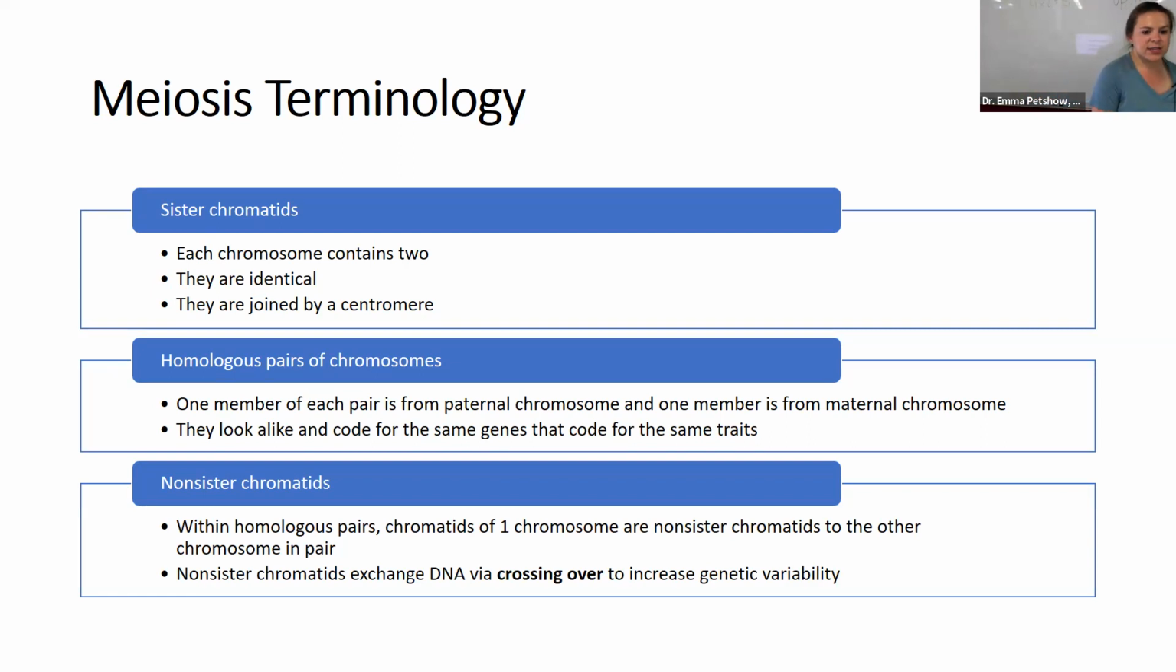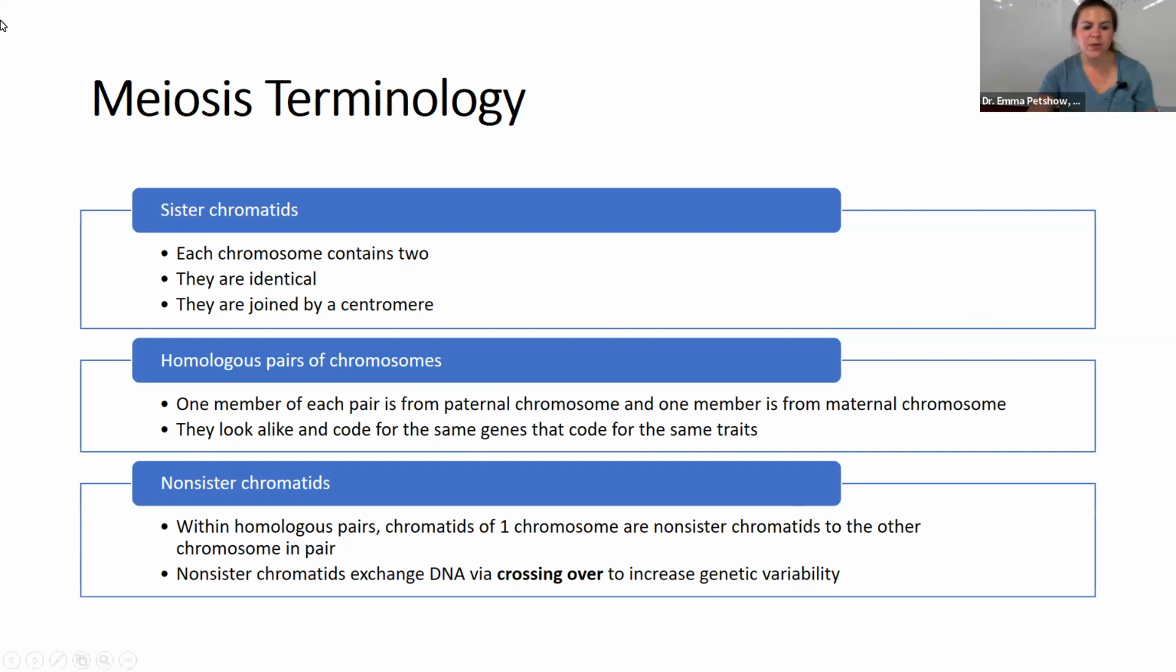So we have our sister chromatids, our homologous pairs of chromosomes, and our non-sister chromatids. Sister chromatids, there's 2 per chromosome, and they are identical and joined by a centromere. Versus a non-sister chromatid, which is within a homologous pair: chromatids of 1 chromosome with a non-sister chromatid to the other chromosome pair. So they are not identical, they are different, but they're hanging out in a homologous pair of chromosomes. This is how crossover can occur. Non-sister chromatids can cross over in meiosis to share genetic material and increase genetic variability. This is why we all aren't identical.